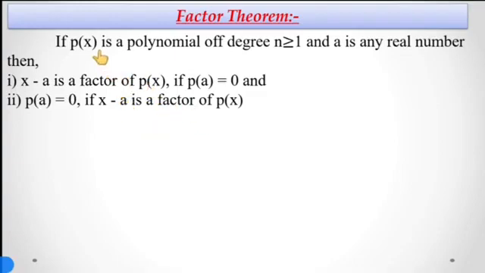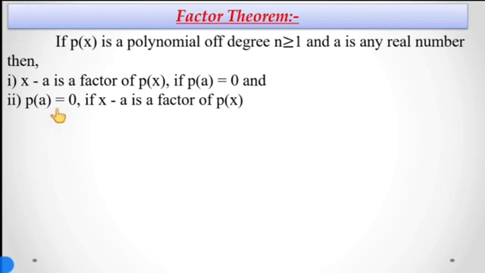Children, once observe this statement, just read it yourself once again. What do you understand here? Observe the conditions carefully here. Here, x minus a is a factor of p of x when the remainder of p of x, means if we divide p of x with x minus a, we get p of a is equal to 0.